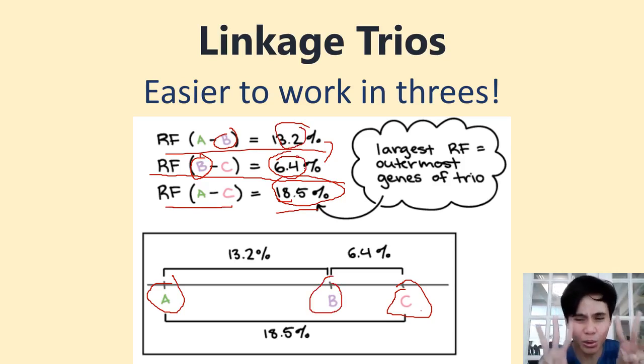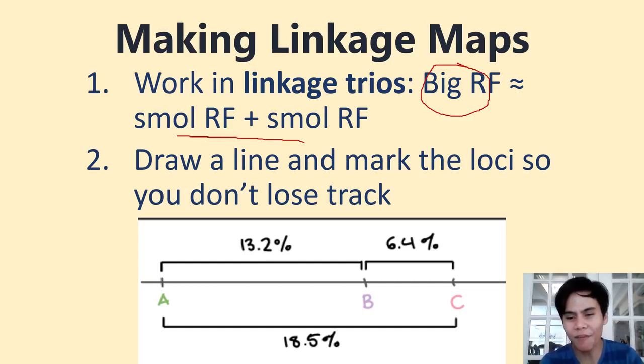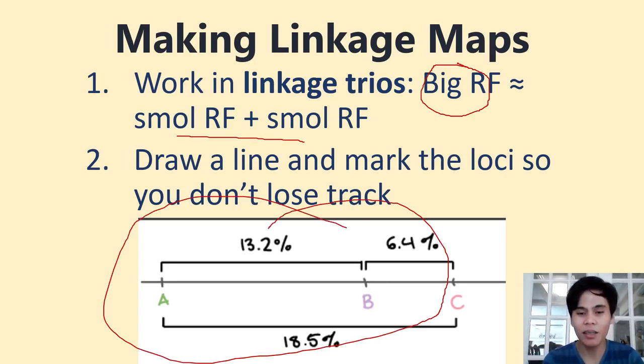Again, we work in trios, in threes. So again, when we make linkage maps, you work in trios. Even if you're given more than 3, you choose the 3 that look like they will add up to each other. Again, you choose 3 where the big RF is approximately equal to 2 small RFs added together. So if you draw a line and you mark the loci so you don't lose track, you should be able to make a diagram similar to this so that you can make your linkage map in an orderly manner.